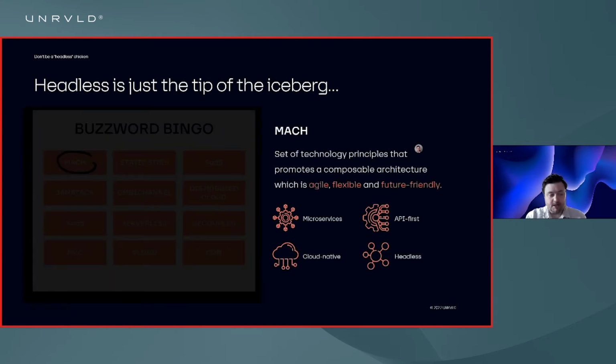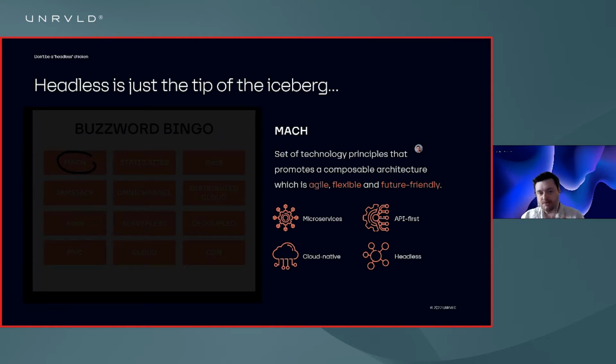So MACH, which in principle is a set of technology principles and a framework that promotes the idea of a composable architecture. The idea being that it's agile, that it can shift with external influences, that it's flexible so that you can plug in what you need, and that it's future friendly so it can evolve over time without needing to be rebuilt from the ground up every time.